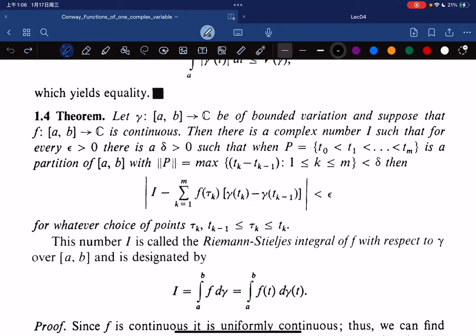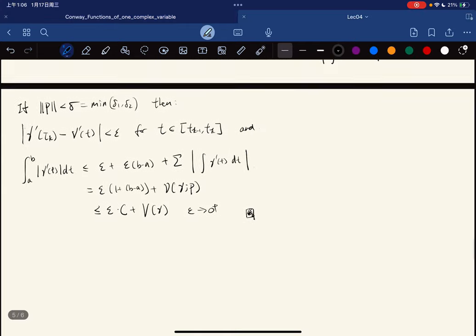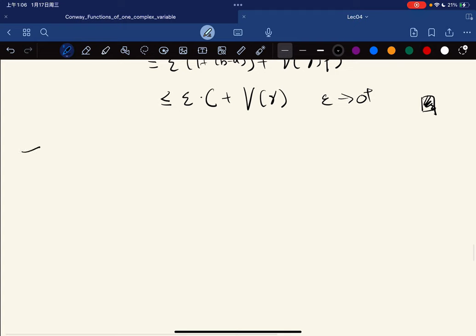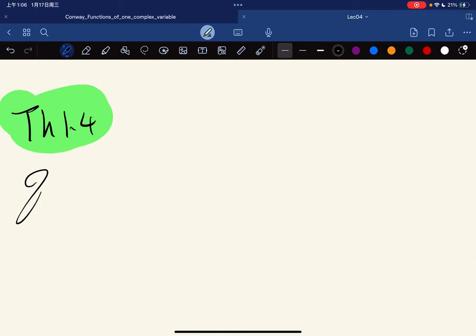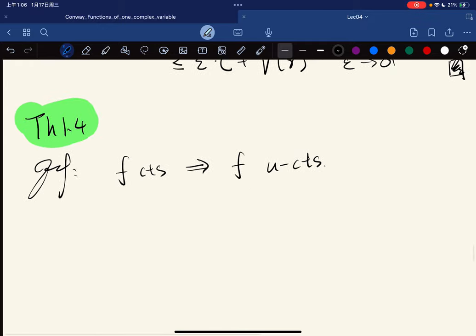Alright, so this theorem involves Cantor's theorem. We're going to use Cantor's theorem. So let's see how it goes. First, you're continuous on a compact set, so you're uniformly continuous. Okay, we're going to use this later.